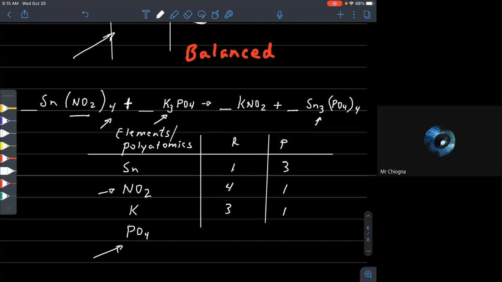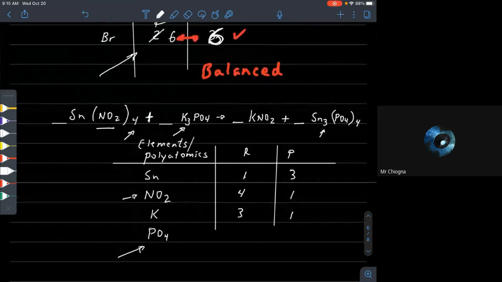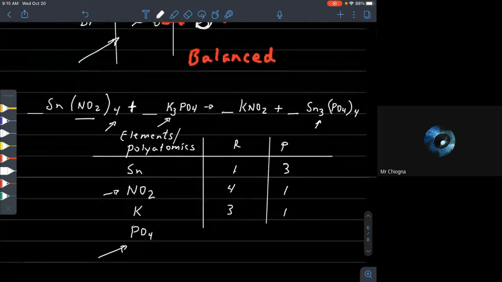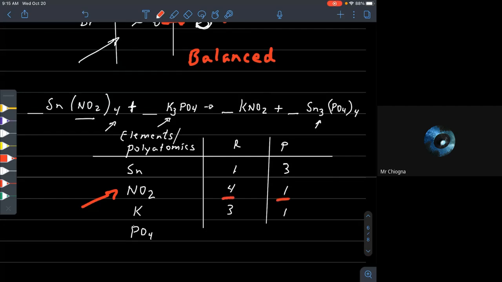Okay. I would try balancing these polyatomics. This is a guessing game. You can't always get it right the first time. That's why I suggest you do this in pencil. So try balancing that first. There's 4 on the left. Let's make it so there's 4 on the right. Put a 4 in front.